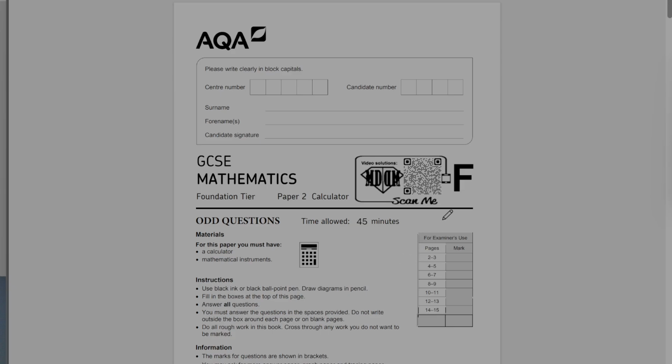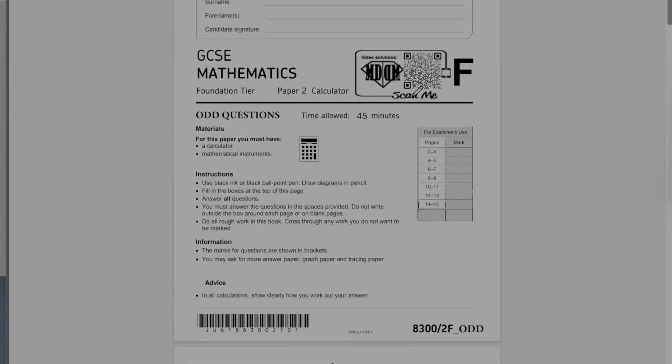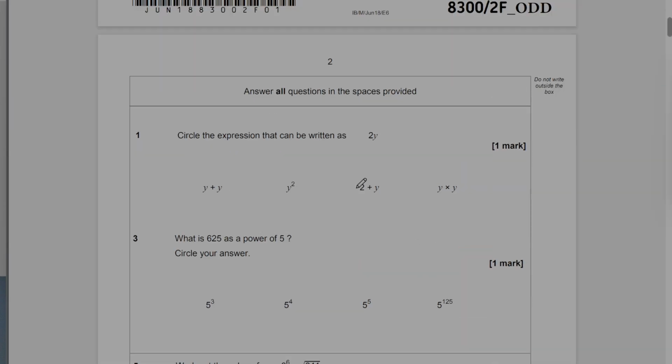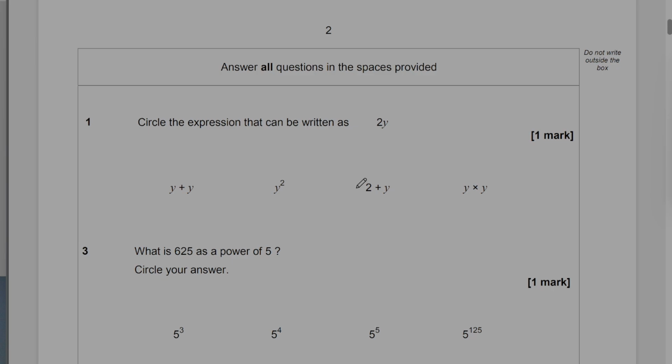Okay, so here's a copy of the paper. The QR code on the front takes you to this video, which you may or may not already know. Right, so question 1. Circle the expression that can be written as 2y. Well, 2y really means y plus y. So we're going for that option there.